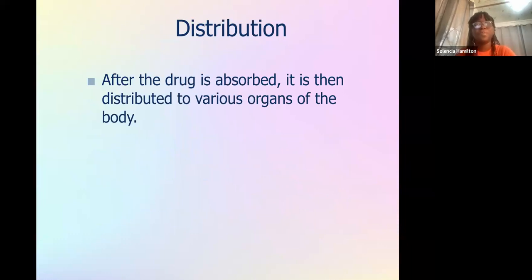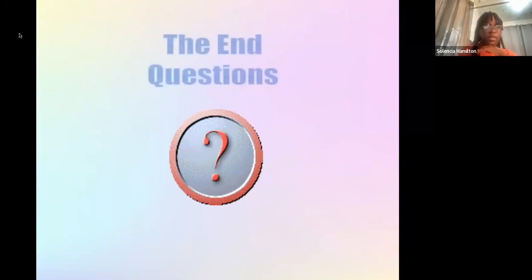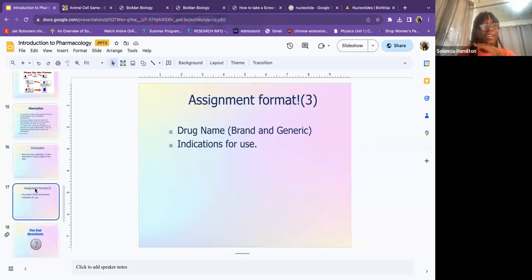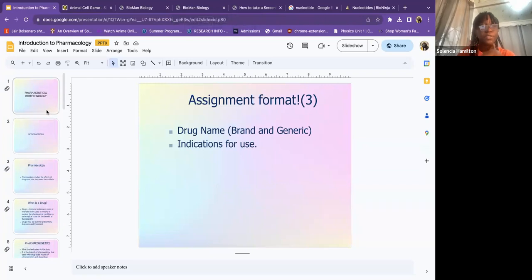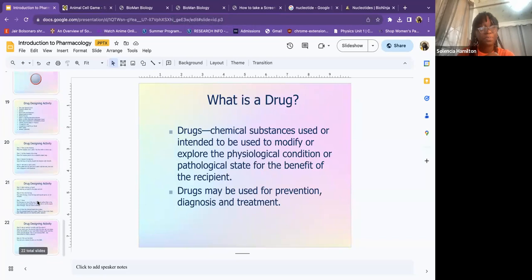Okay. This is distribution. We talked about this. Okay, and we're at the end. So I do have an exercise. I wanted to show you guys how prescriptions are set out, how doctors do it, and give you a chance to make your own prescription after I tell you how to formulate it.